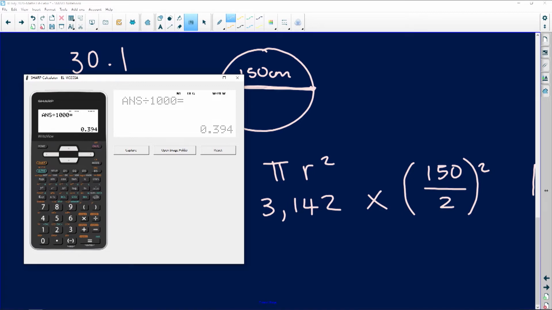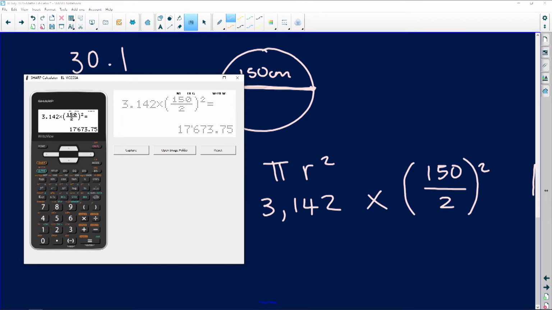So what do we know? We know that it's 3.142 times, close bracket if you want, but it's important that you do close your bracket. There we have our fraction, divided by 2 squared. Stunning. So we have our answer happening over there, and our answer is going to give us 17,673.75. Why is it such a huge number?